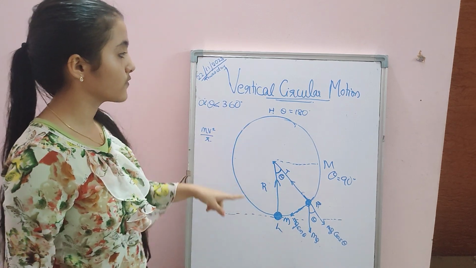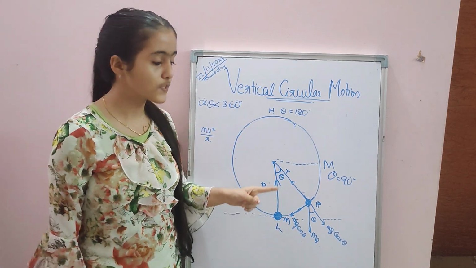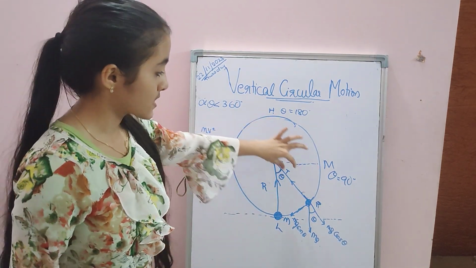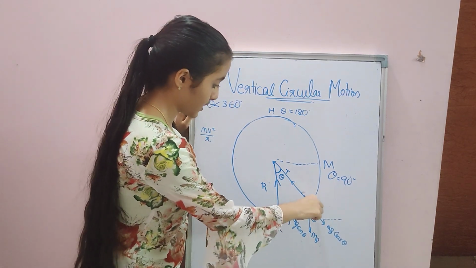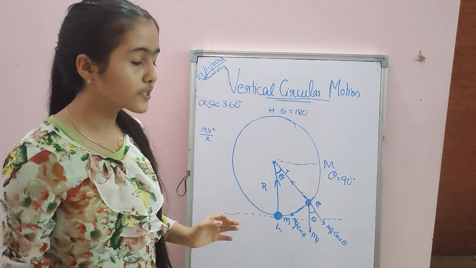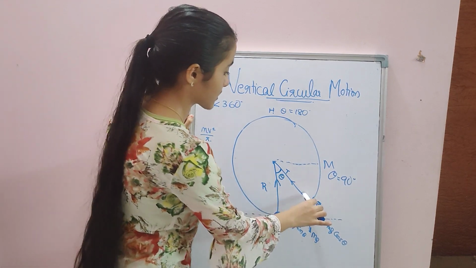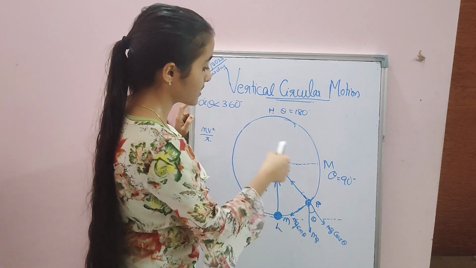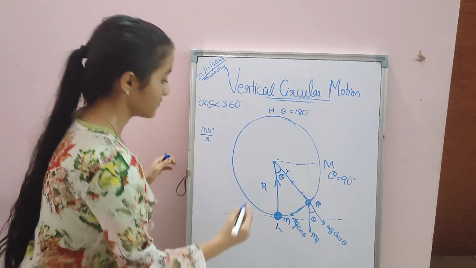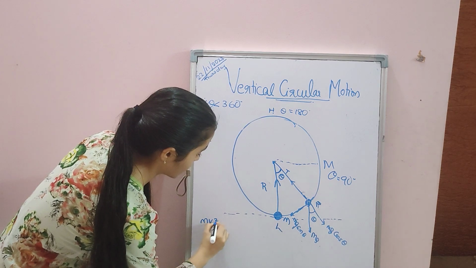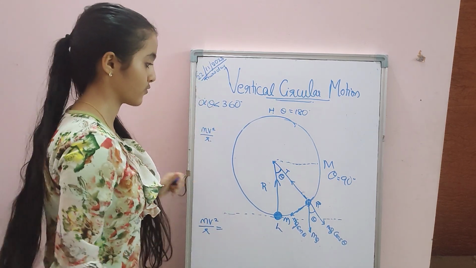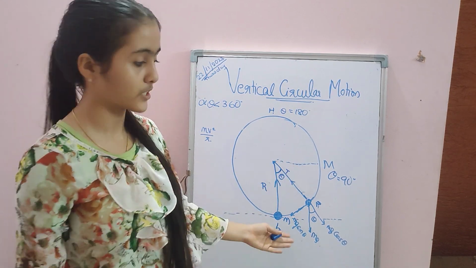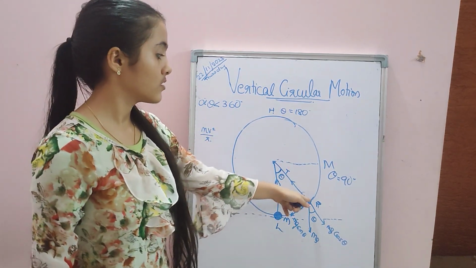So here also in the vertical circular motion there is a centripetal force, and the centripetal force is acting towards the center of the circle. So we take the point P. At the point P also there is a centripetal force acting towards the center. The tension is providing the centripetal force for the motion of the ball.